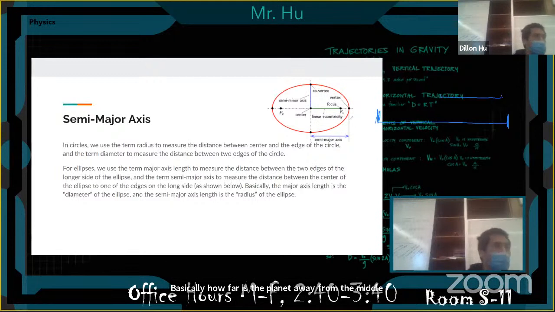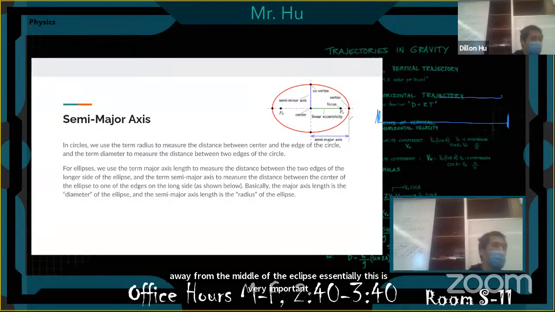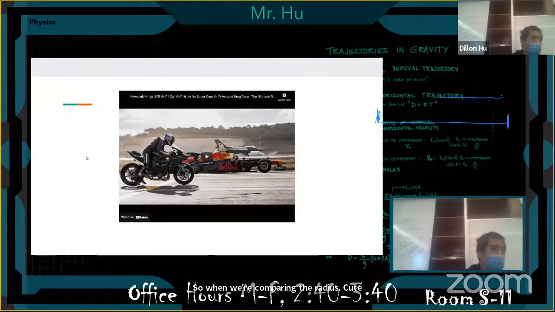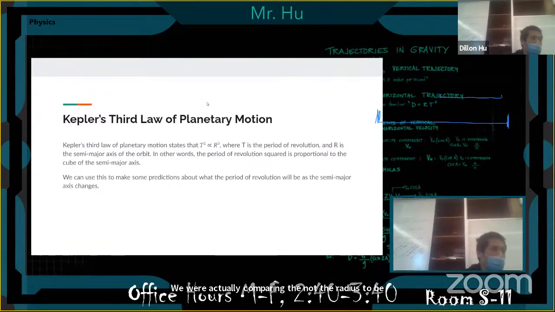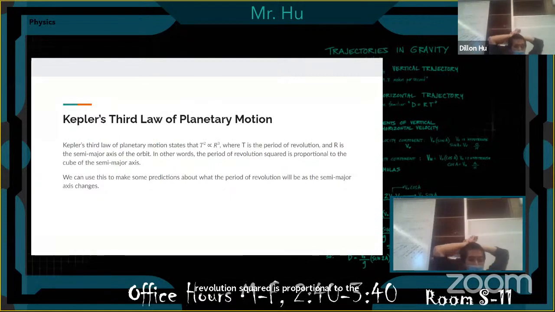This is very important because we use semi-major axes to measure planetary distances. So when we're comparing the radius cubed to the period squared, we're actually comparing the semi-major axis cubed. This relationship states that the period of revolution squared is proportional to the radius cubed. If you've never done proportionalities before, this is definitely going to be pretty confusing. So I'm going to try my very best to explain it, but I've had limited success so far.